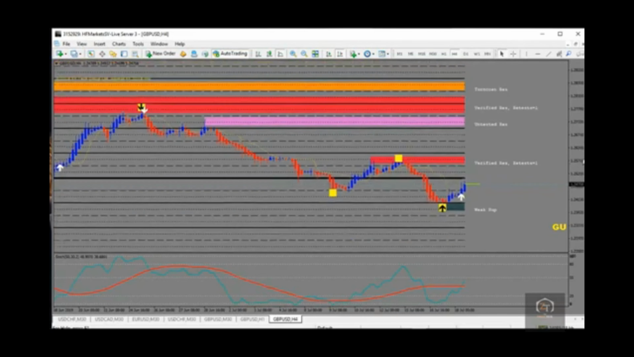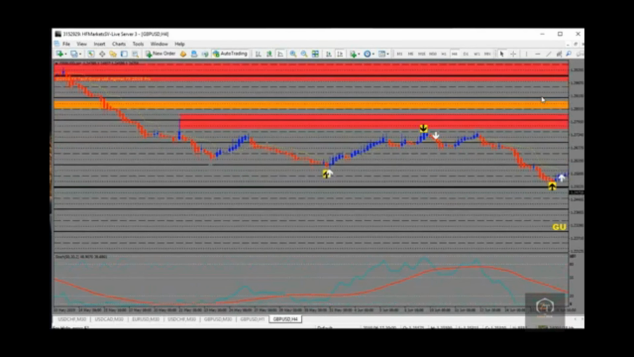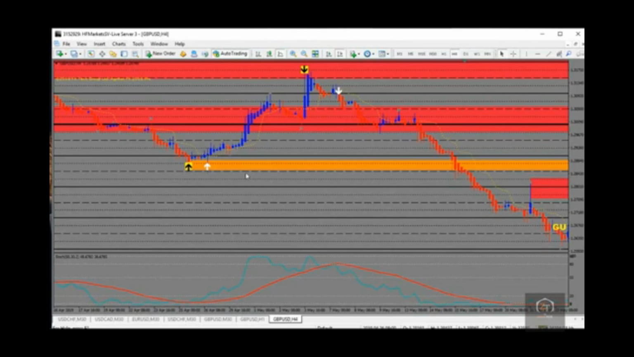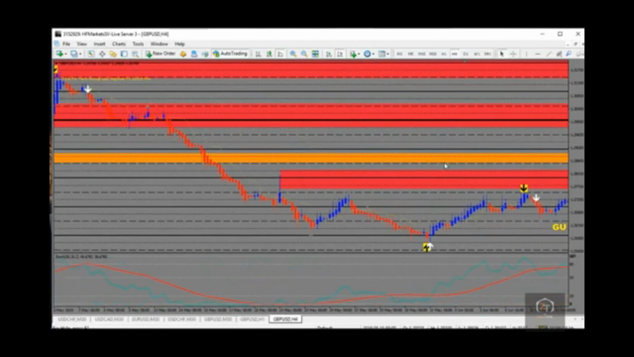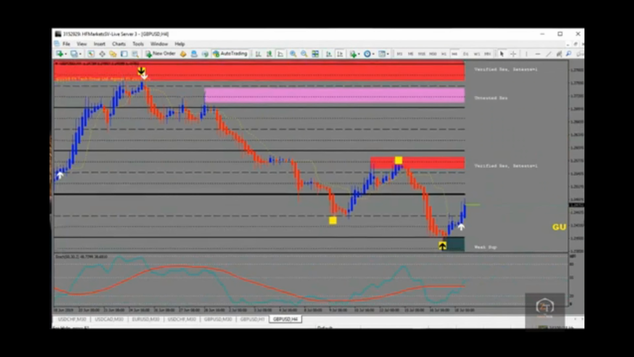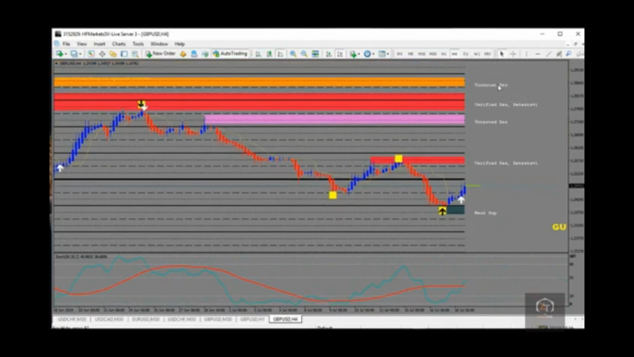Then we have turncoat. Turncoat resistance is just a resistance that has been broken and retested again. For example, let's go back to the trend. You see this? This was a former support before. Now the former support turns to resistance, and that's why it's called turncoat. But this doesn't matter.